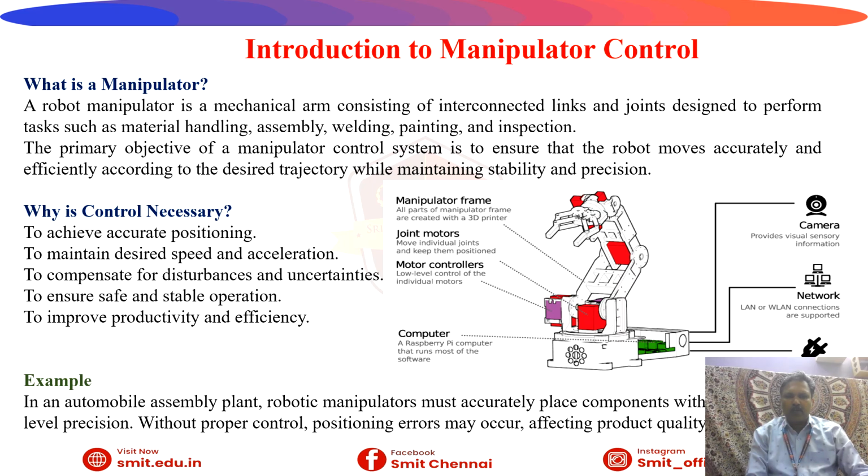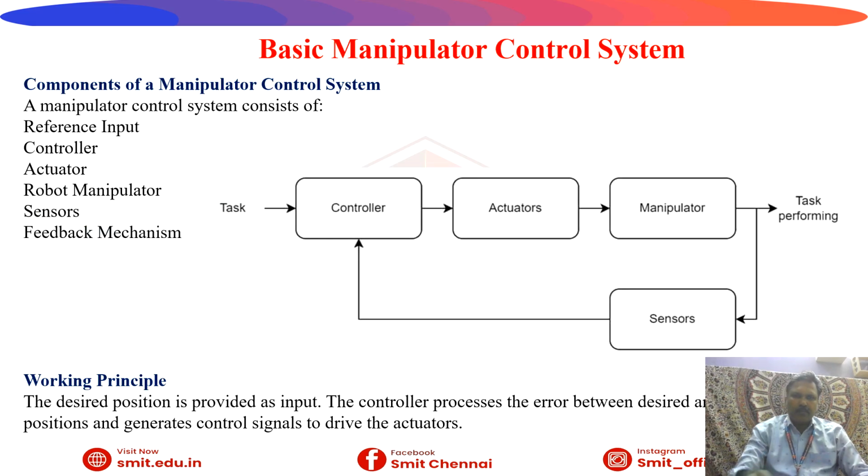For example, in an automobile assembly plant, robotic manipulators must accurately place components with high-level precision. That is one important thing. Now, the main components of the manipulator control system: the first is the controller, then actuators, reference input, which is the major thing, robot manipulator, sensors, and feedback mechanism.